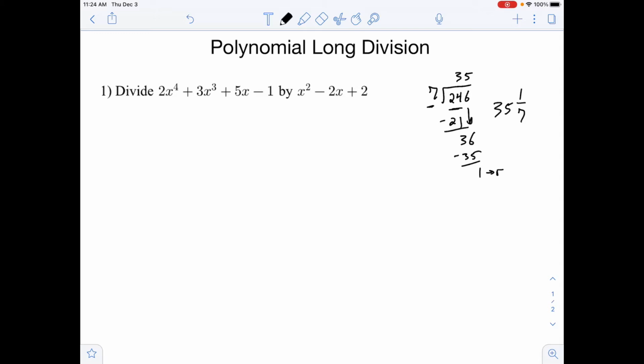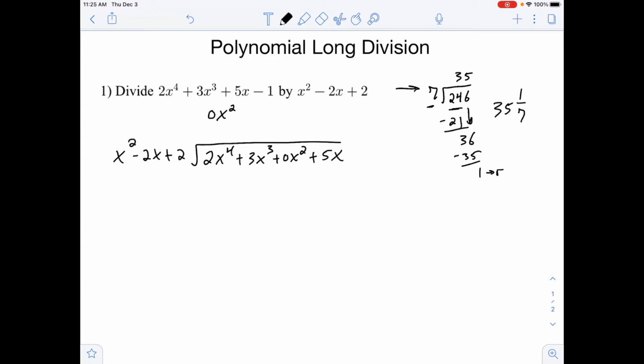So let's go ahead and set this up the same way that we set this up here. So we have x squared minus 2x plus 2 going into 2x to the fourth plus 3x to the third. Now, what's missing here? Thinking back to synthetic division, we do not have an x squared term. So we're going to put in a 0x squared as a placeholder, or you could just put in plus 0. Then plus 5x, and then minus 1.